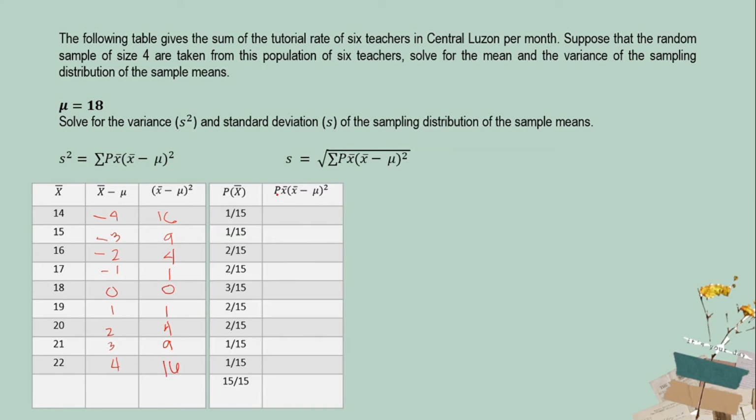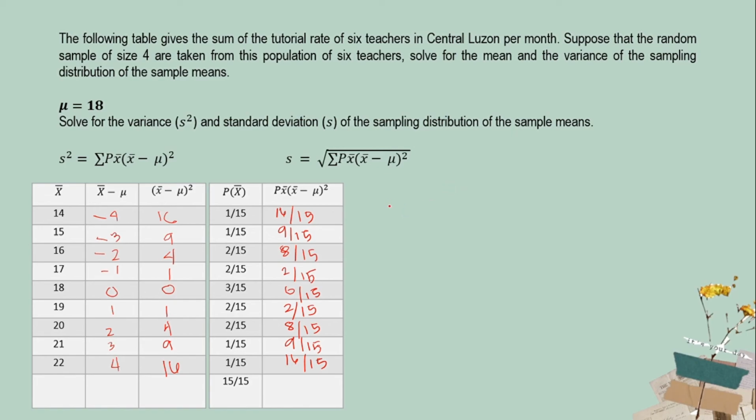Next, we're going to multiply this by the probability. So 16 times 1 over 15 is 16 over 15. 9 times 1 over 15 is 9 over 15. Then 4 times 1 over 15 is 4 over 15. Next, 1 over 15. 0 over 15. 1 over 15. 4 over 15. 9 over 15. And lastly, 16 over 15.